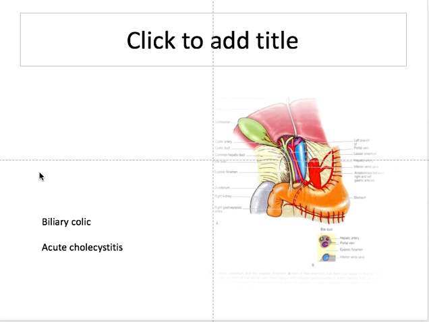So just think before the next presentation, are there any other ways that gallbladder stones can present? Thank you.